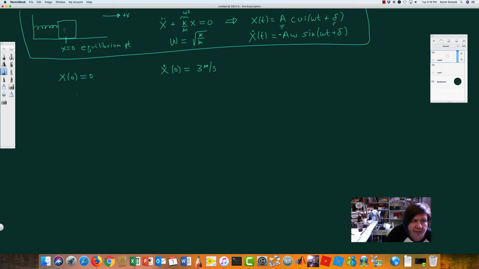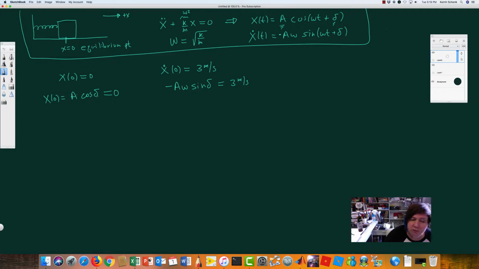Going this direction right here at t equals 0 is where we're setting our time equals 0. Okay, so let's find our A and delta. The first one, x at 0 is equal to A cosine delta, and that's got to be 0. And then over here we have minus A omega sine of delta, and that's going to be 3 meters per second. Let's leave this one alone for a second, and let's look over here.